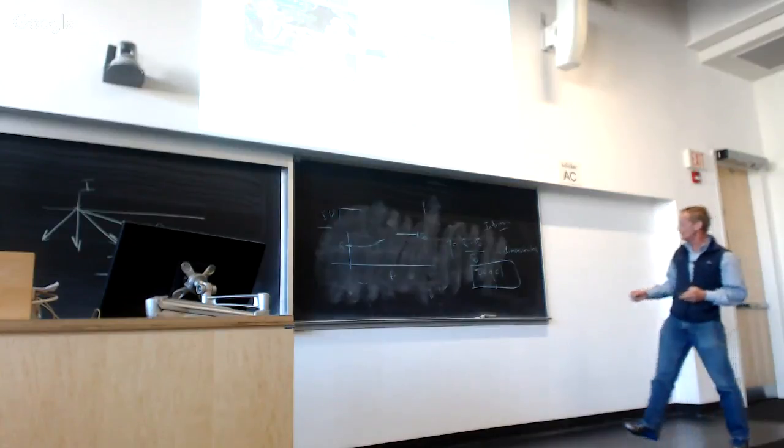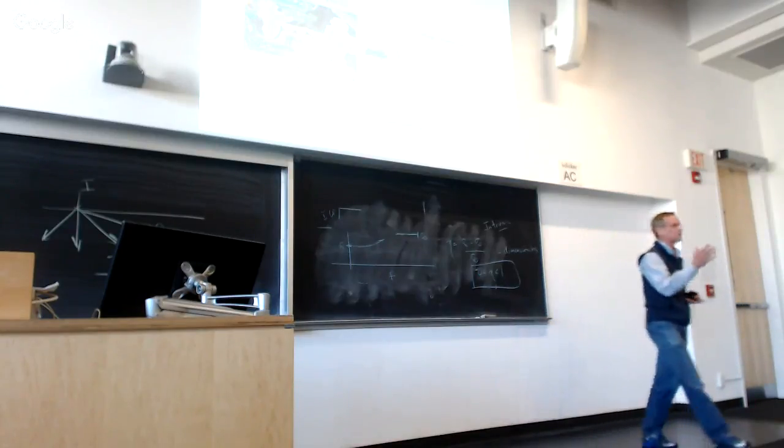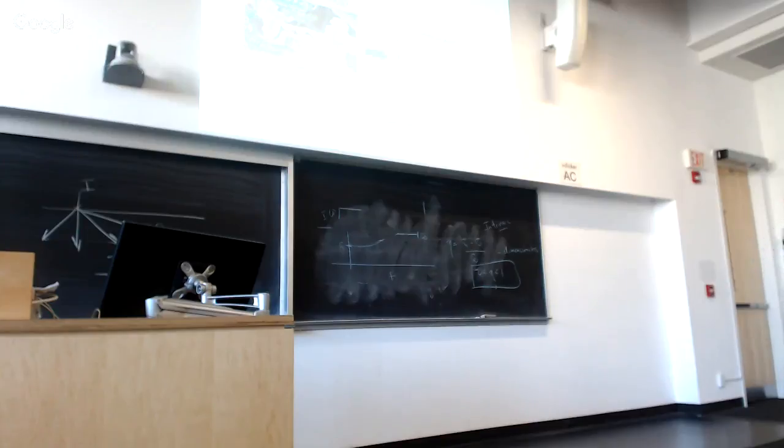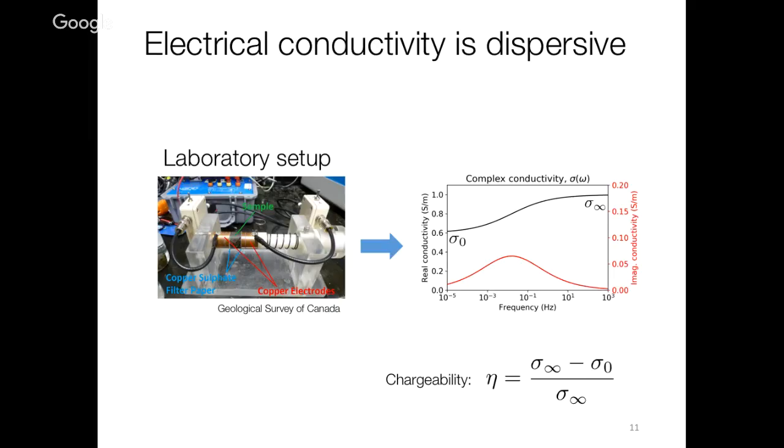Okay, those are important concepts, right? If a rock is chargeable, then that means the electrical conductivity changes with frequency. It depends what frequency I'm using to measure that as to what number I'm going to get. And the size of that chargeability depends upon the relative change of the conductivity between zero and infinite frequency.